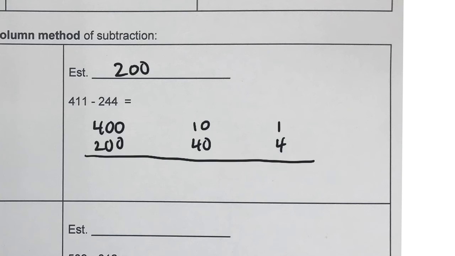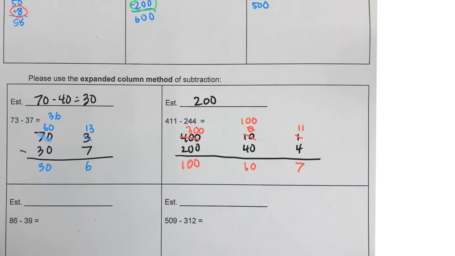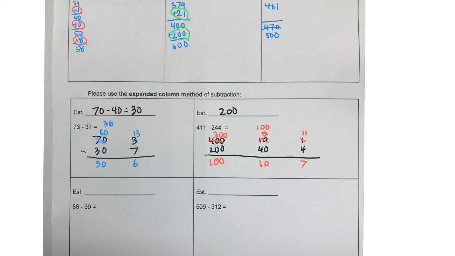And now I'm going to do all of my trading first. So I need this 10 over here. That becomes 11. And then I need to take 100 from here. So that 100 is now over there. And now I'm set. 11 minus 4 is 7. 60, 100. And then you add those together for your answer. I think you can do these others on your own.